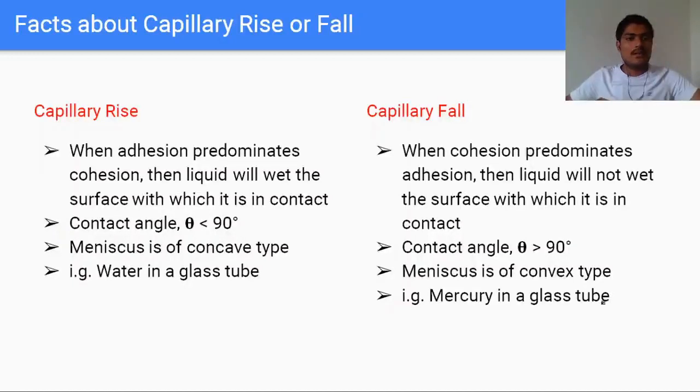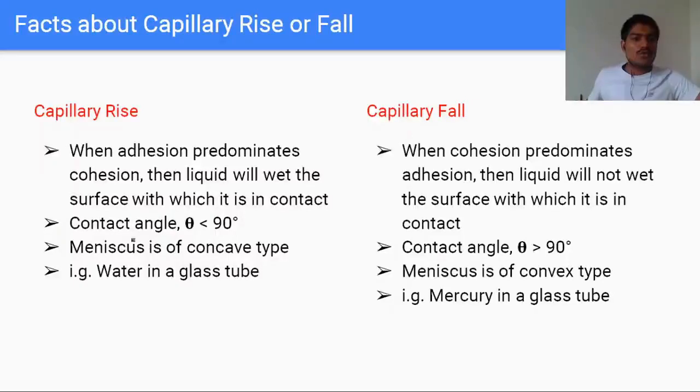So look at the capillary rise. Capillary rise will occur when adhesion predominates cohesion. Again, here are two more important words, adhesion and cohesion. Adhesion means force of attraction between two different molecules. When it predominates the force of attraction between the same molecules, the liquid will wet the surface with which it is in contact. So when adhesion predominates cohesion, capillary rise will occur. Whereas for capillary fall, when cohesion predominates adhesion, capillary fall will occur. The complete opposite of the capillary rise.